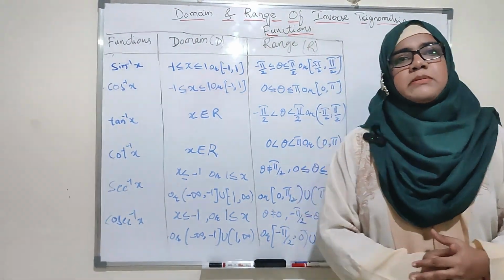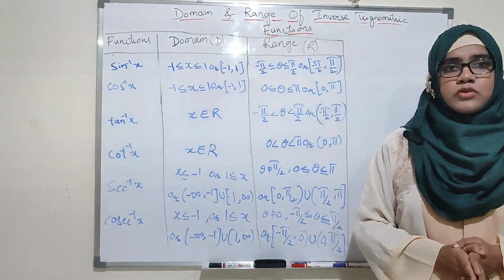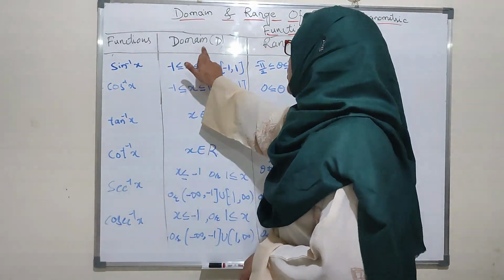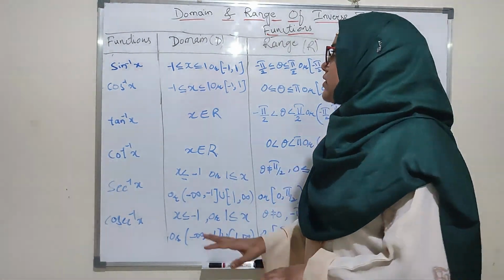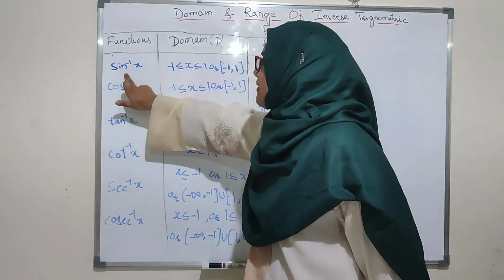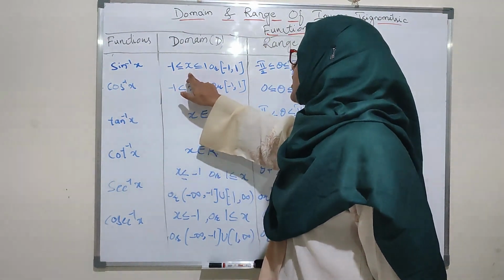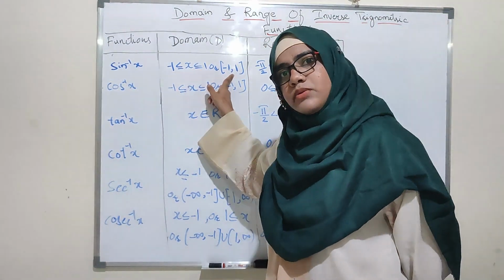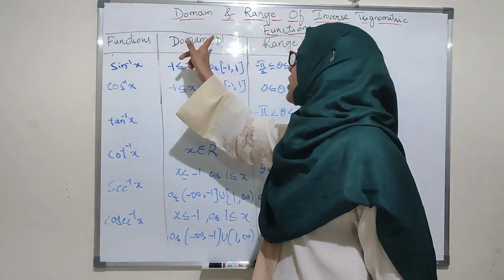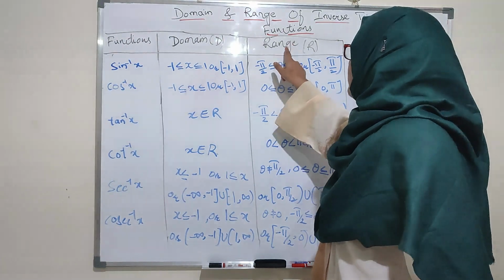So now we will discuss the domain and the range of inverse trigonometric functions. In this column we have the functions, and the domain and range of the inverse trigonometric functions. Here we have sine inverse, whose x lies in the closed interval -1 and +1. This is the domain. And what about the range?